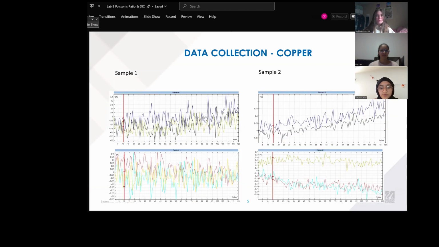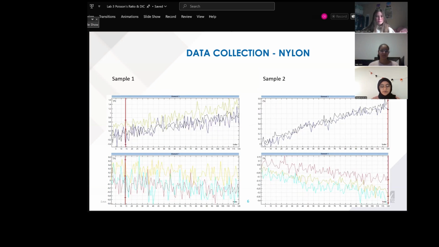Same thing for the copper. On top there's epsilon x and on the bottom there's epsilon y. For the copper, for the epsilon x, the results were fairly similar to the aluminum. There was a positive correlation in the x direction, meaning that the material extended or expanded in the x direction. However, for the copper, there seems to be a slight negative correlation in the y direction, showing that the material shrunk in the longitudinal direction.